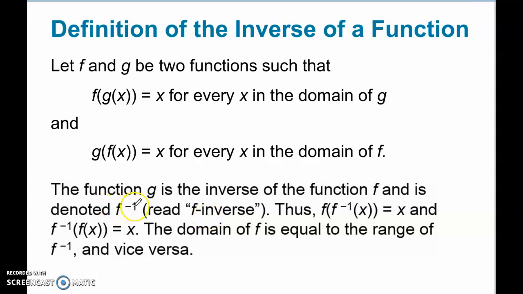So f with this exponent of -1. It's not an exponent of -1. It's the way to denote the inverse function. So if you compose a function and its inverse, you're going to end up with x every time. And if you compose it in the reverse, you're going to end up with x. The domain of f is equal to the range of f inverse and vice versa. That last sentence is telling us the domain and range are swapped on inverse functions.